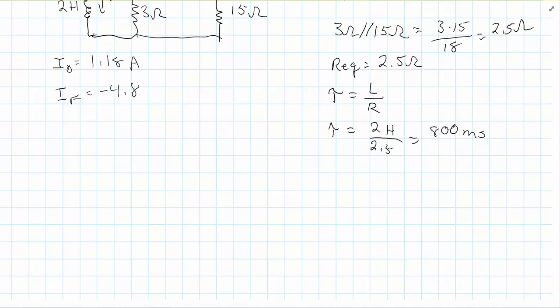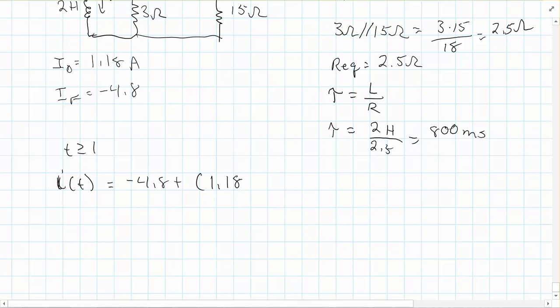Alright, so now we're ready to write my equation down. So my current, and this is for t greater than or equal to 1, is going to be my final value, which is negative 4.8, plus my initial value, 1.18, minus the final value, times e to the negative t over 800 milliseconds. And I did it again. It's minus parenthesis t minus 1 divided by 800 milliseconds. I even told myself at the beginning of the problem, don't make the same mistake, and of course I did the same thing again.